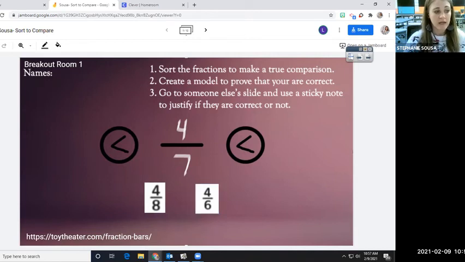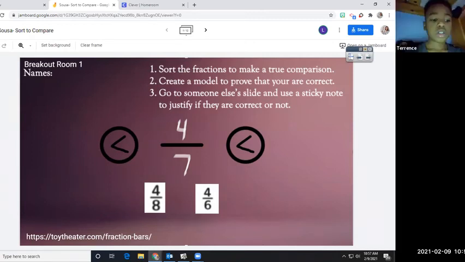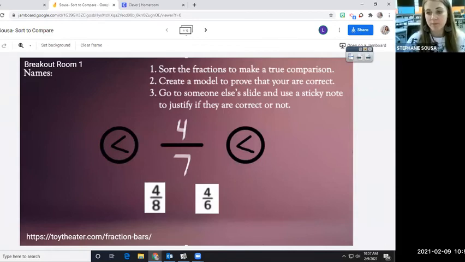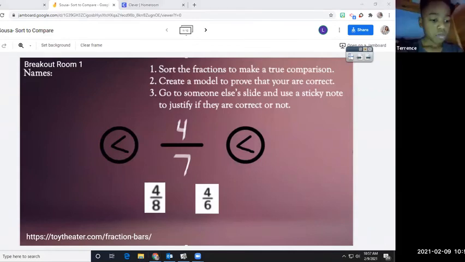I am fine if your group creates a model using the shape tools, or if your group creates a model using the Fraction Toy Theater link down here too. Either way. Questions about what you're getting ready to do in your group? Yes, Terrence. Is it new groups? Yeah, it won't be the same as this morning. Okay, any other questions?